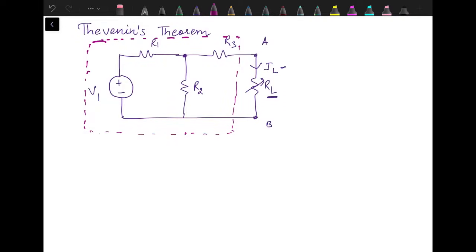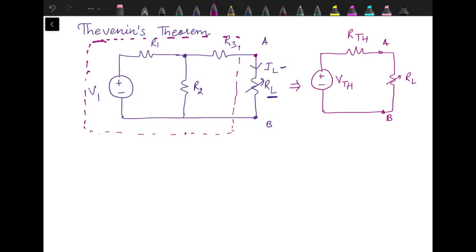We can have a single voltage source, multiple voltage sources in this circuit, or a combination of voltage sources, current sources and resistances. Except for this load resistance, the whole circuit can be replaced by a single voltage source, denoted by VTH, in series with resistance RTH, and here we have terminals AB, and then we can connect the load resistance as it is over here. We can find out the current.